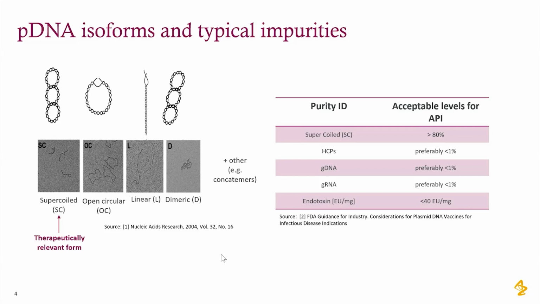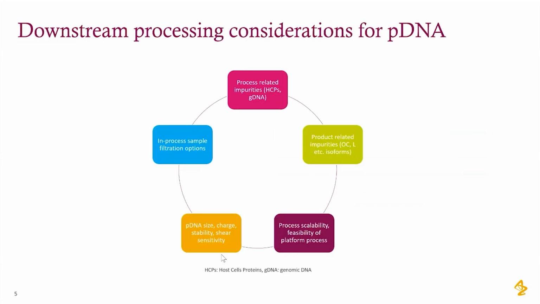Additionally, what we need to pay attention to is that we want our process to be scalable. We want our process to be able to handle a variety of different sizes of plasmids. Additionally, as a downstream process team, we want to have solutions for in-process sample filtration.